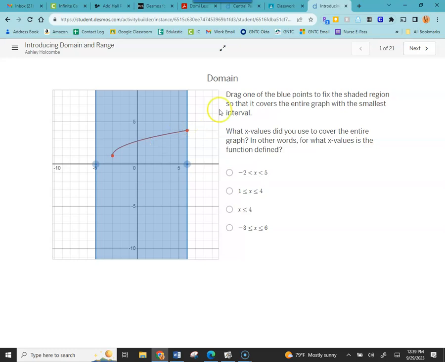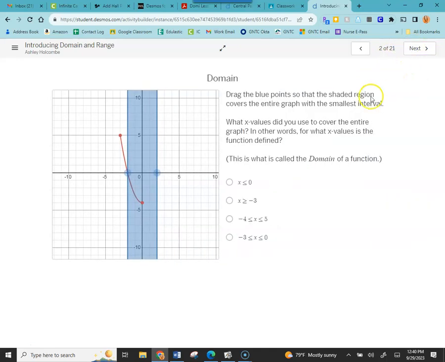You're going to go in and you're going to read this, and like this one says, drag one of the blue points to fix the shaded region so it covers the graph. Notice that it's vertical lines that you're stretching to fit. So you would pick this one up and slide it to right there. Notice it gives no feedback if you're wrong, and then all of a sudden if you're right, it'll say awesome. So now you can visualize, okay, that graph runs from -3 to 6. And then you can come over here and pick that. That would be the domain.